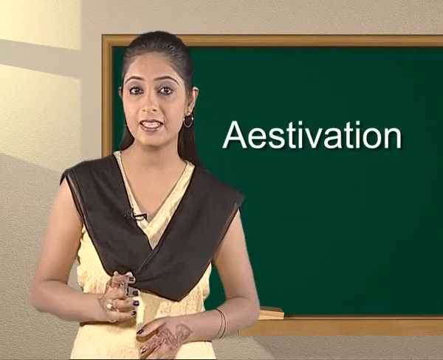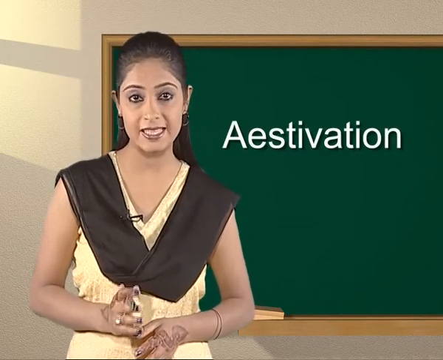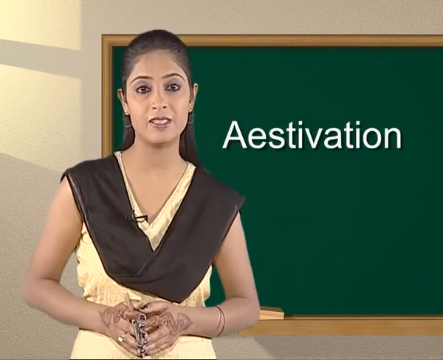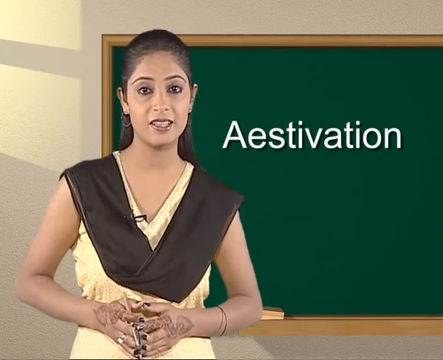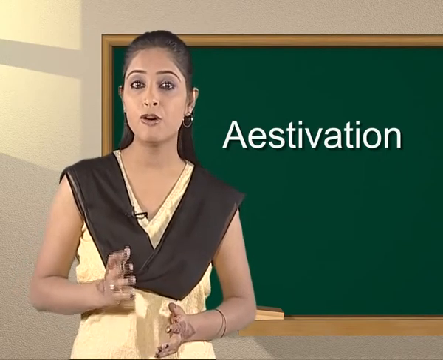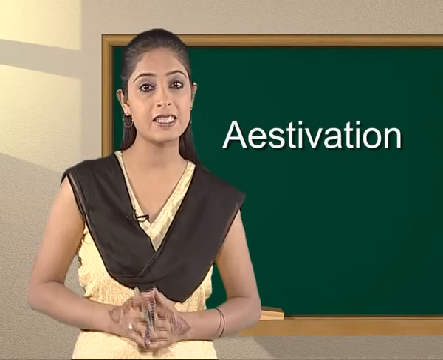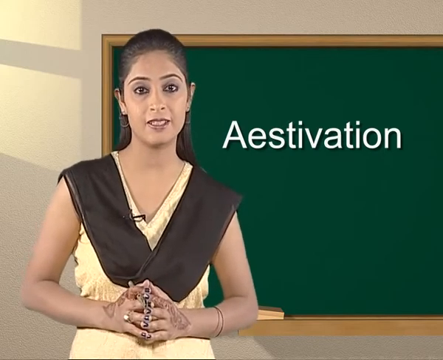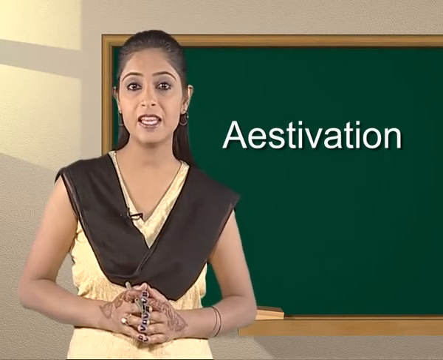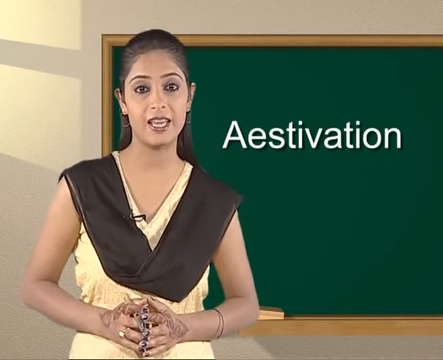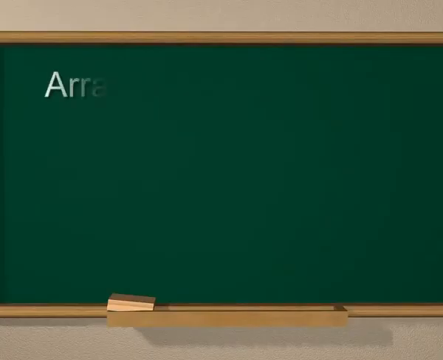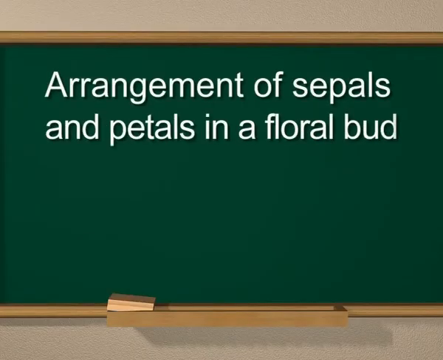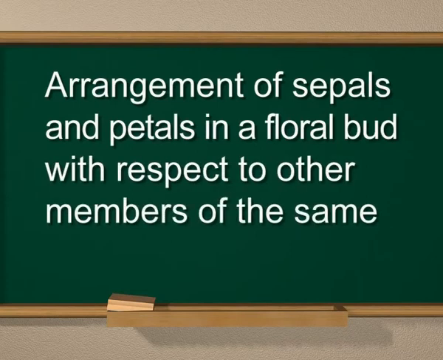Estivation is basically the arrangement of petals and sepals in a floral bud. This term is used to describe how floral petals and sepals are folded in buds. It is an important feature of plant classification. So, estivation may be defined as arrangement of sepals and petals in a floral bud with respect to other members of the same whorl.